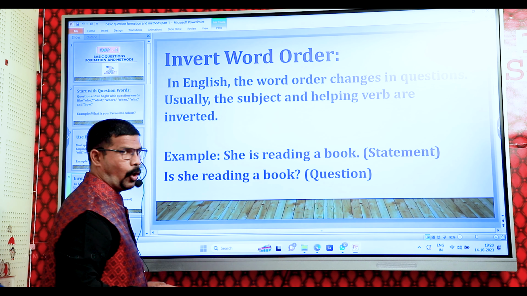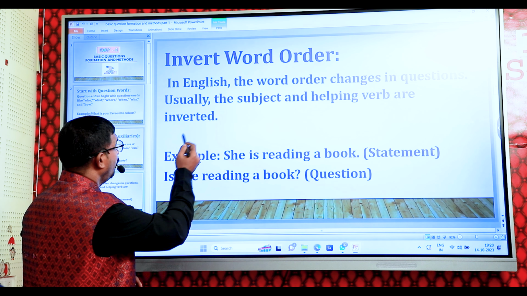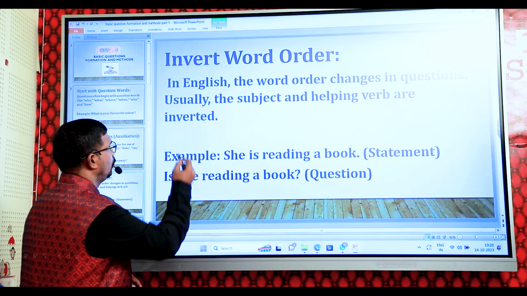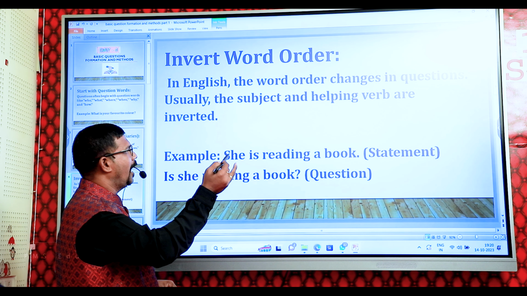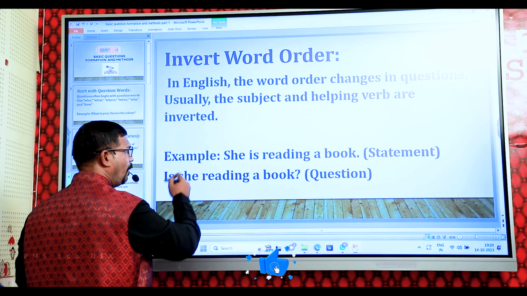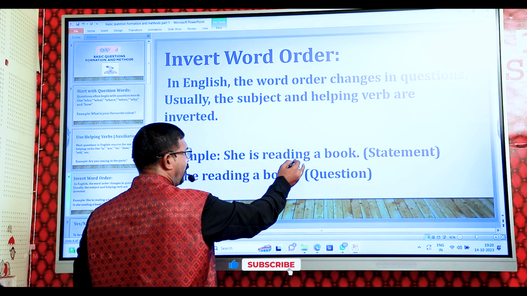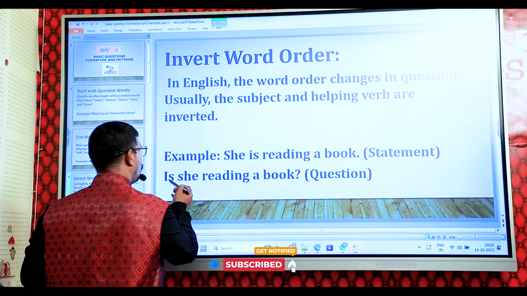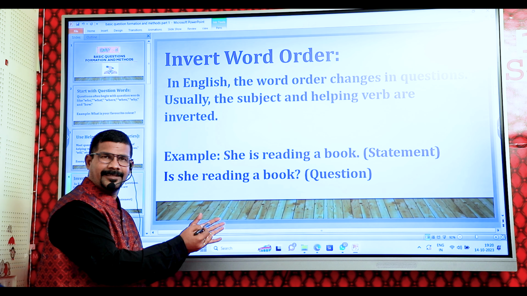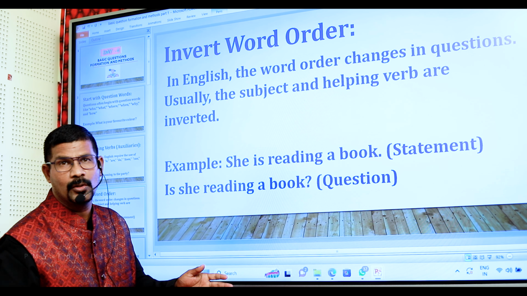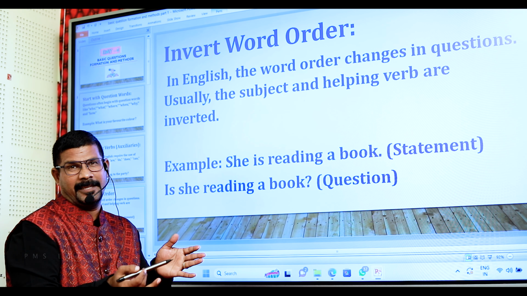Word order. In English, the word order changes in questions. Usually, the subject and helping verb are inverted. Example, she is reading a book. It's a statement. Is she reading a book? Question. We learned in the previous videos how to ask questions.